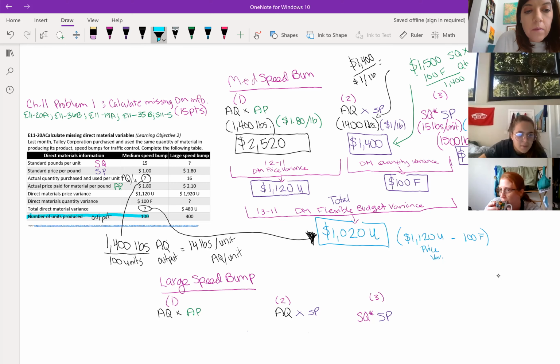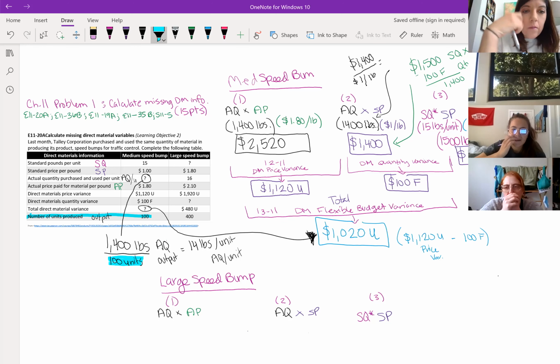Oh, got it. I see what you're saying. Right there. What do we use the 14 pounds for? It's just an answer they're asking you for. We don't usually have it.